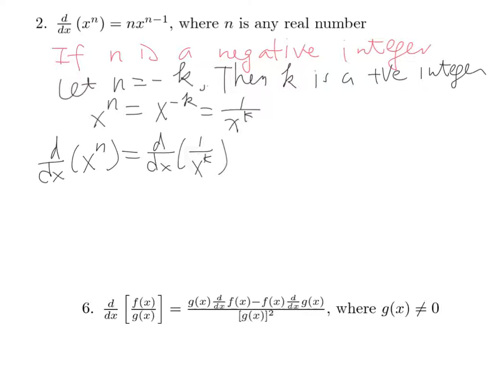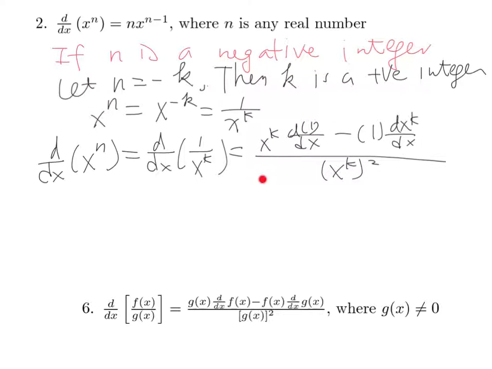Then we are ready to apply the quotient rule with f(x) equals 1 and g(x) equals x to the power k. So the quotient rule will give you these expressions: x to the power k times d(1)/dx, that is equal to 0, minus 1 times d(x^k)/dx, over x to the power k all squared. Now k is a positive integer, so d(x^k)/dx is just equal to k times x to the power k minus 1. So we have 0 minus k times x to the power k minus 1 over x to the power 2k.